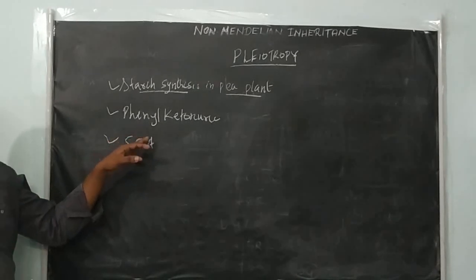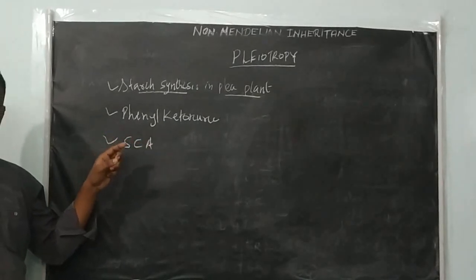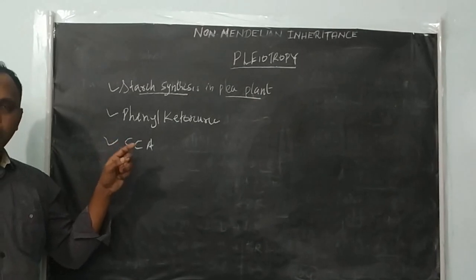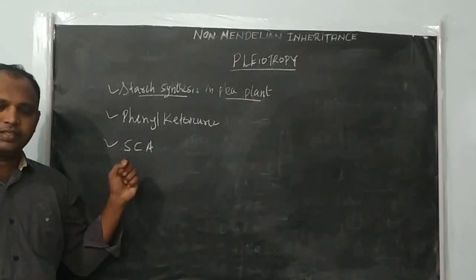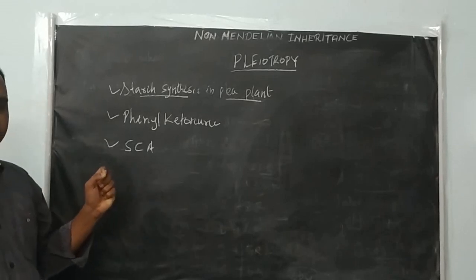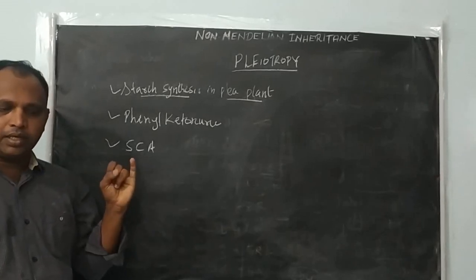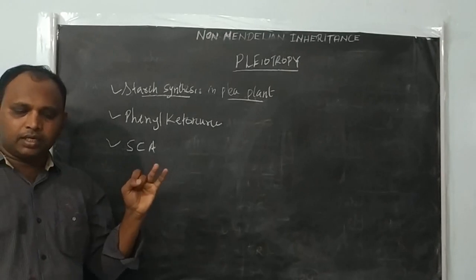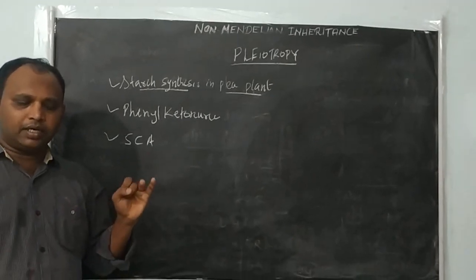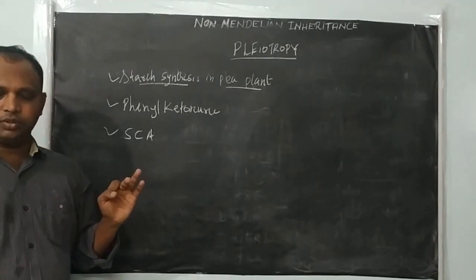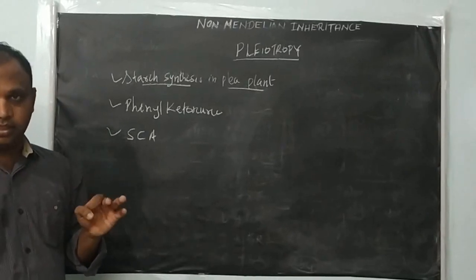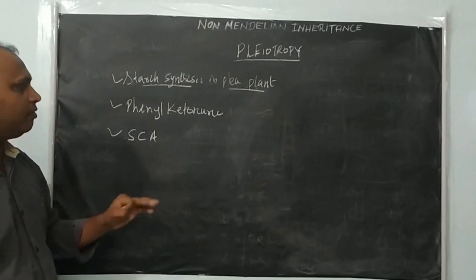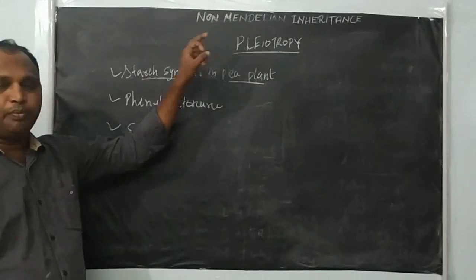In these particular diseases, the mutant gene exhibits many phenotypic effects. For example, if you take phenylketonuria, it results in mental retardation, a reduction in hair, and a reduction in skin pigmentation. So these are the different phenotypic effects produced by a single gene product. That's why we call this phenomenon pleiotropy.